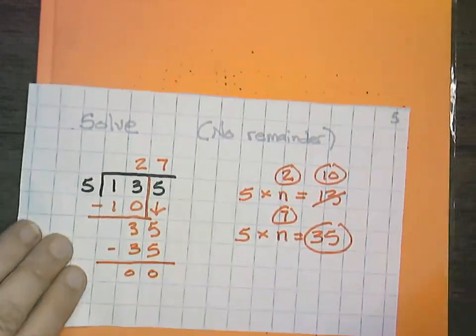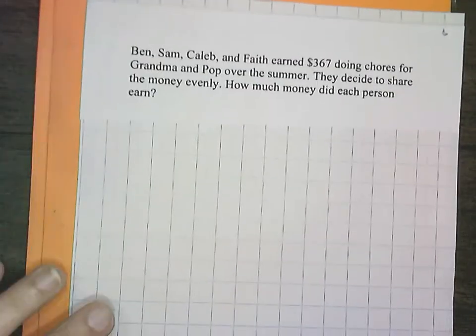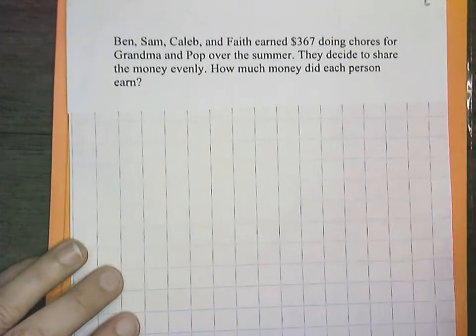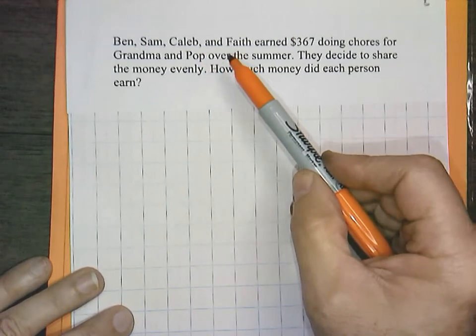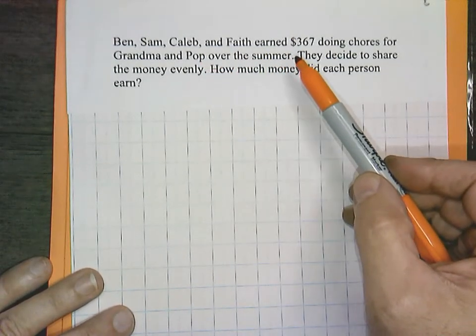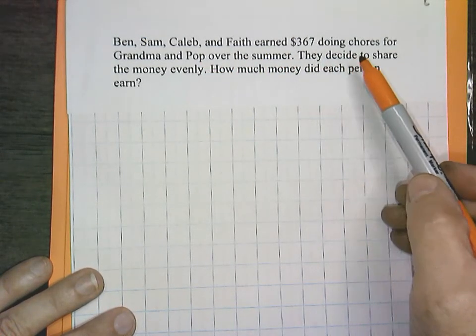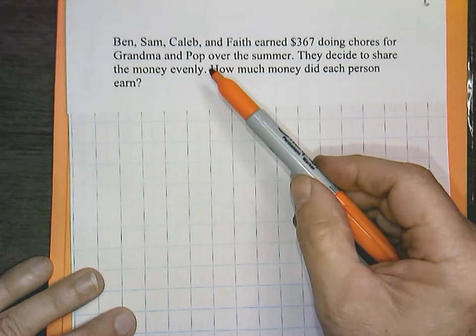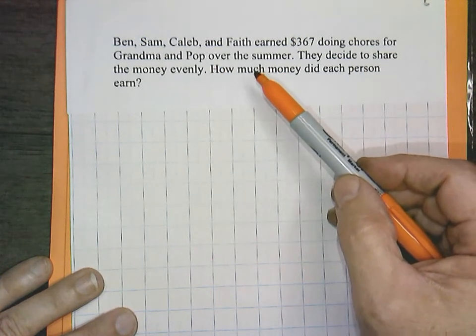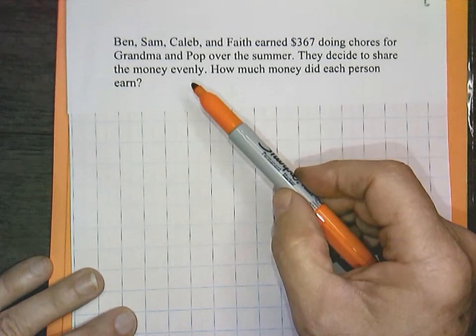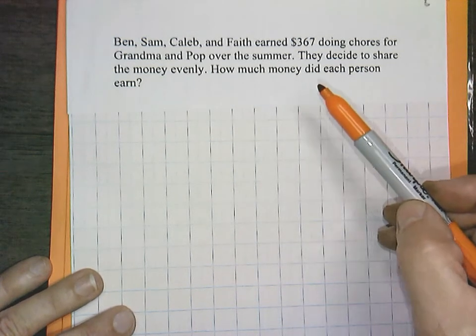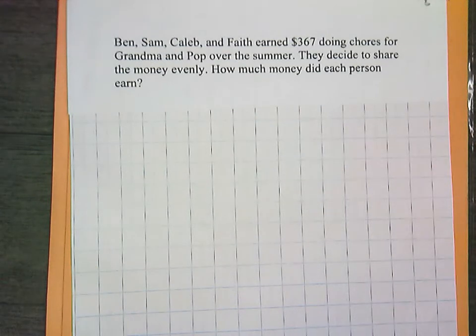One more, let's try a word problem. Ben, Sam, Caleb, and Faith earned $367 doing chores for Grandma and Pop over the summer. They decide to share the money evenly. How much money did each person earn?